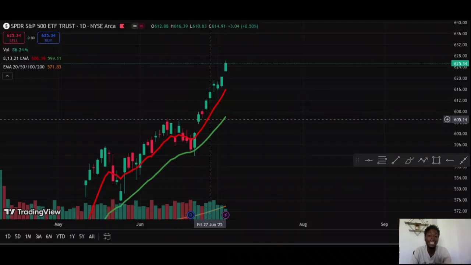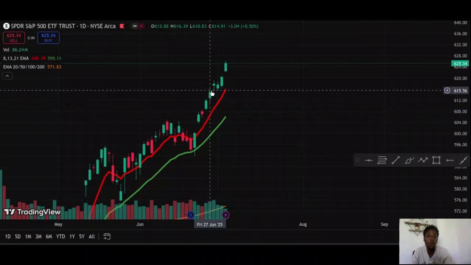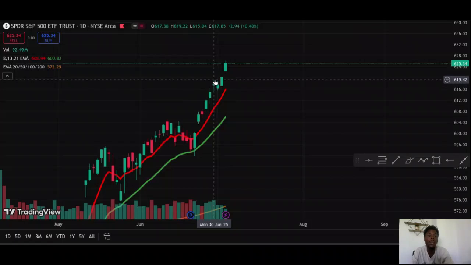Now, the volume is 86 million. The price is still increasing, okay? The current share price is still increasing. Now it pushed all the way to 615 with 86 million volume. The next day, 92 million volume. And that day it pushed all the way to 619. Okay. The next day, 70 million volume.